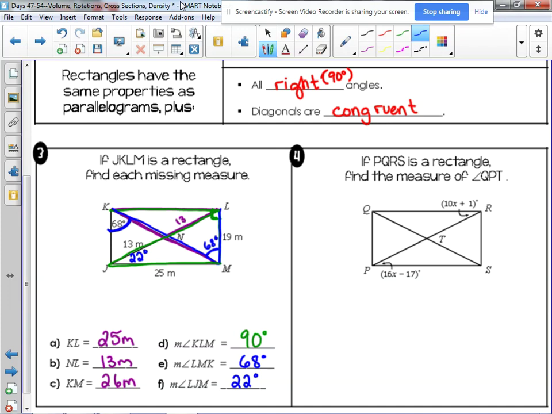Okay, so let's look at example number 4. If PQRS is a rectangle, find the measure of angle QPT. So Q to P to T, we are wanting that piece right there. That piece right there is not labeled with anything. So let's go to what is labeled. We've got this angle and this angle. They are opposite from each other, so they are equal to each other.